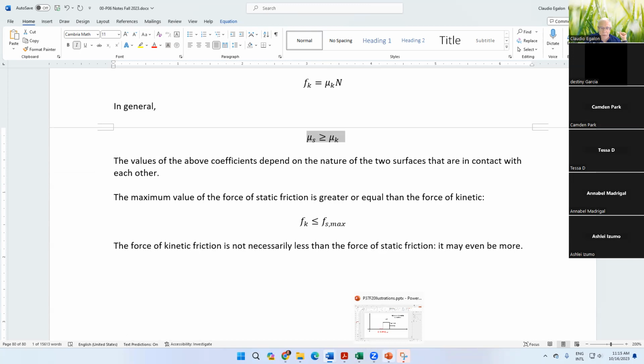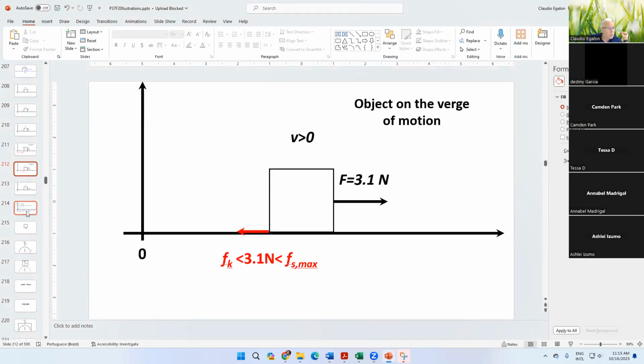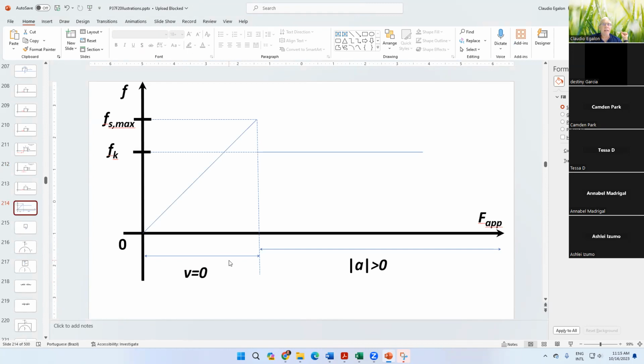So, if you go back here, you have those values of force of static friction. In this region here, where the object is at rest, the force of kinetic friction is obviously greater than the force of static friction. But in this region here, the force of static friction is greater than the force of kinetic friction. And the maximum value of the force of static friction will always be greater than or equal to the force of kinetic friction. That's another way of seeing this relation.